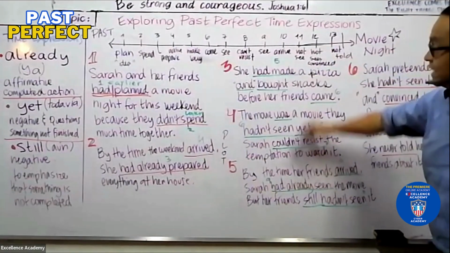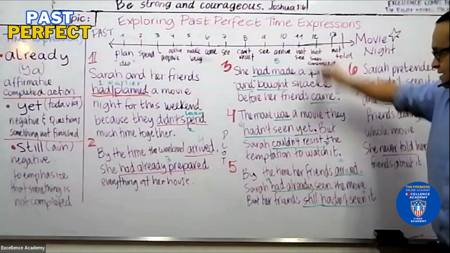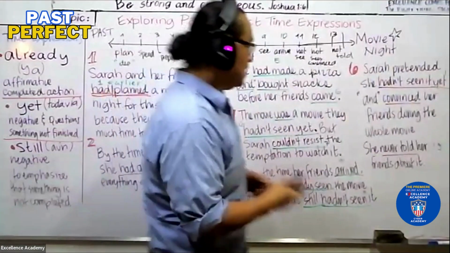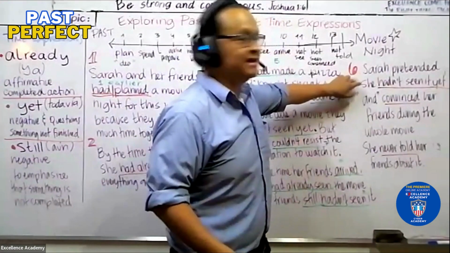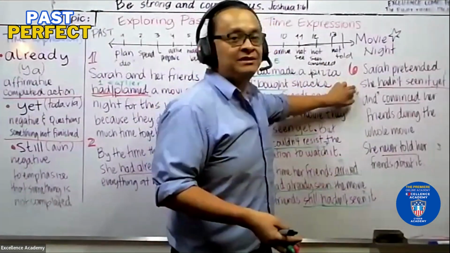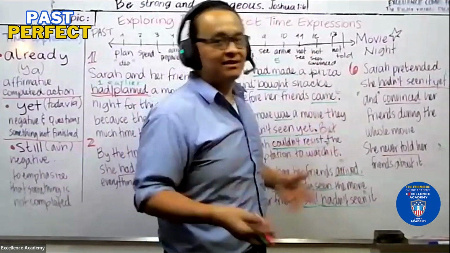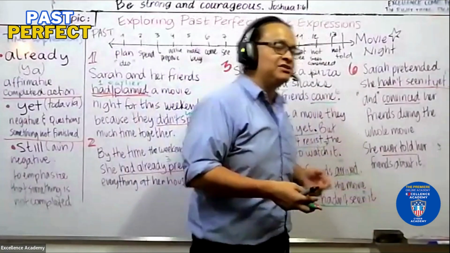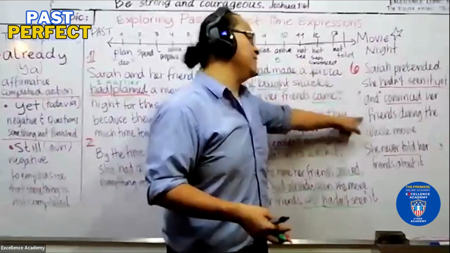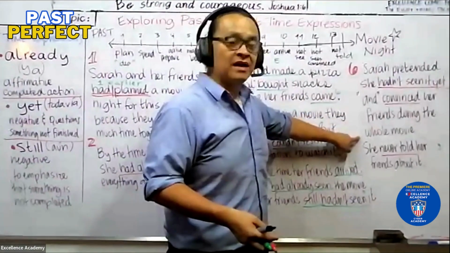And now, Sarah had already seen it, right? And her friends, when they arrived, hadn't seen it yet. That was number 11. Number 12, she pretended, right? She was faking that she never saw the movie. So she was like, oh, wow, acting surprised and laughing at the jokes, like it was the first time she saw the movie. So she was pretending that she hadn't seen it, and obviously did a good job convincing everybody during the whole movie.